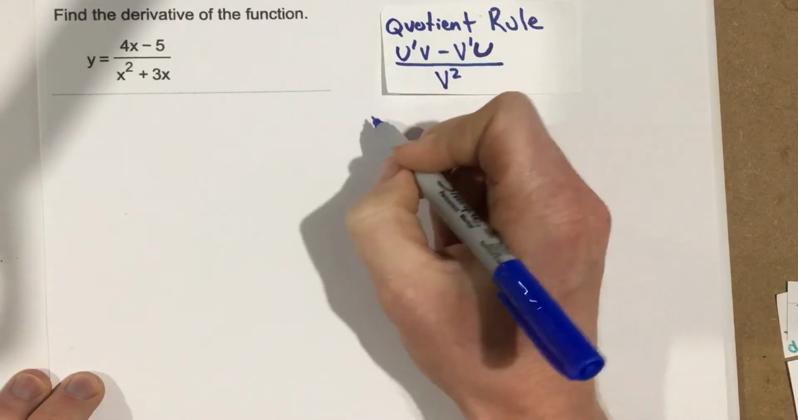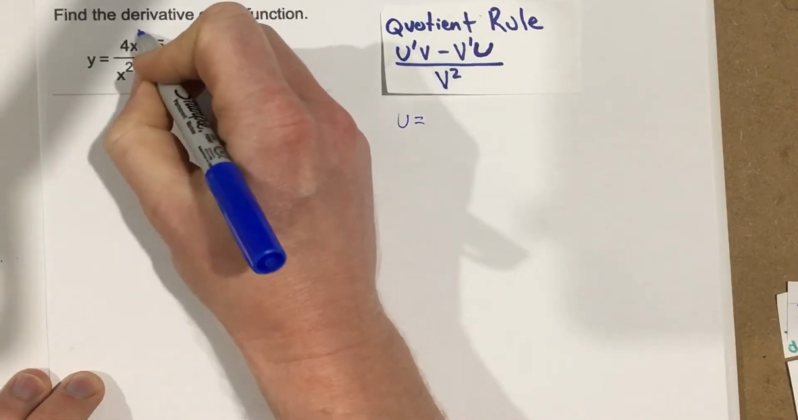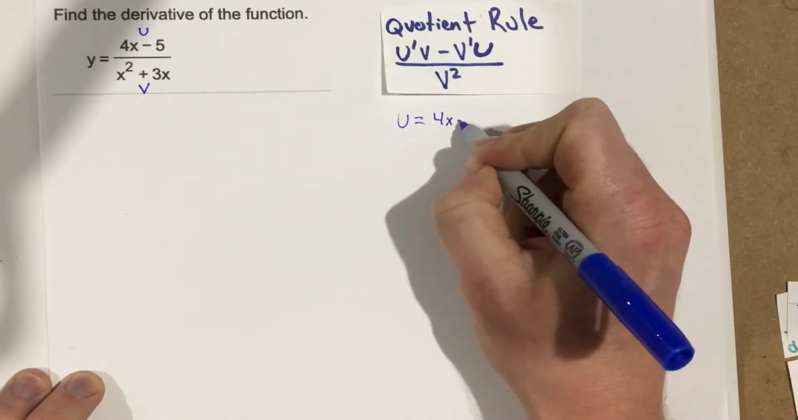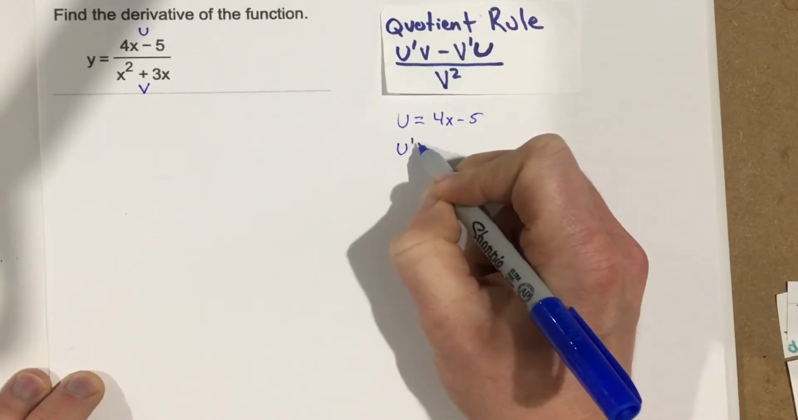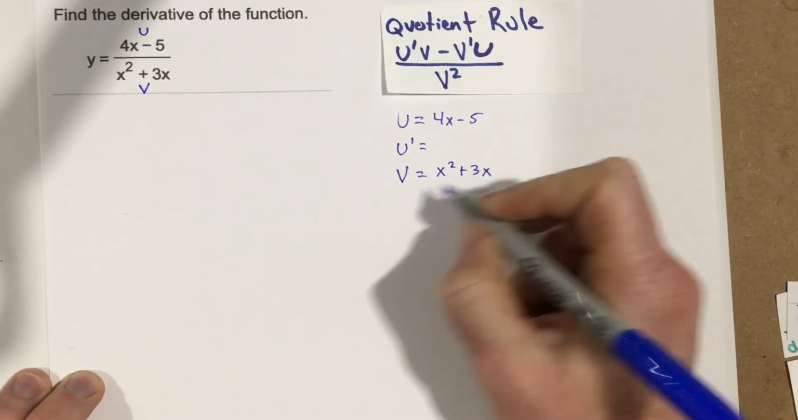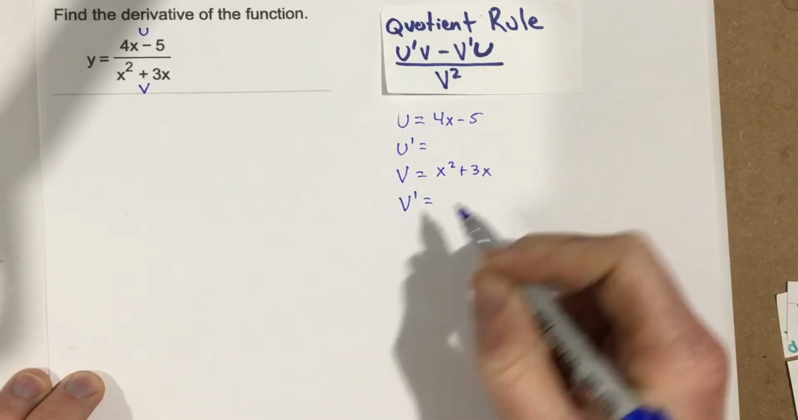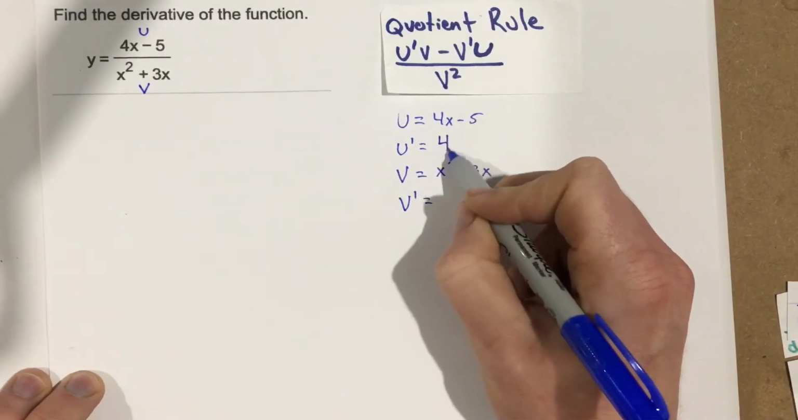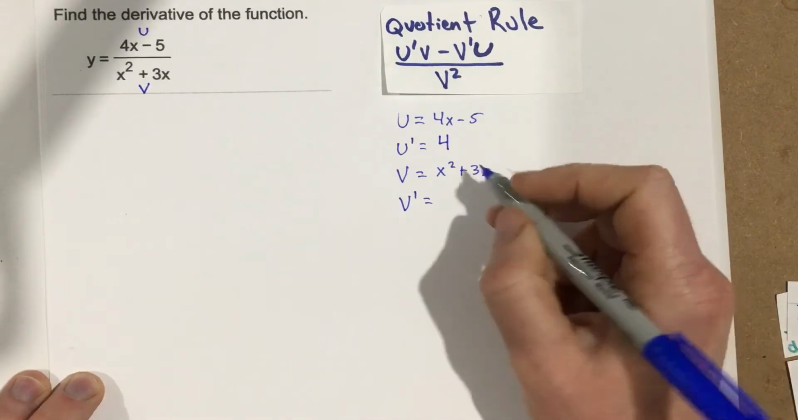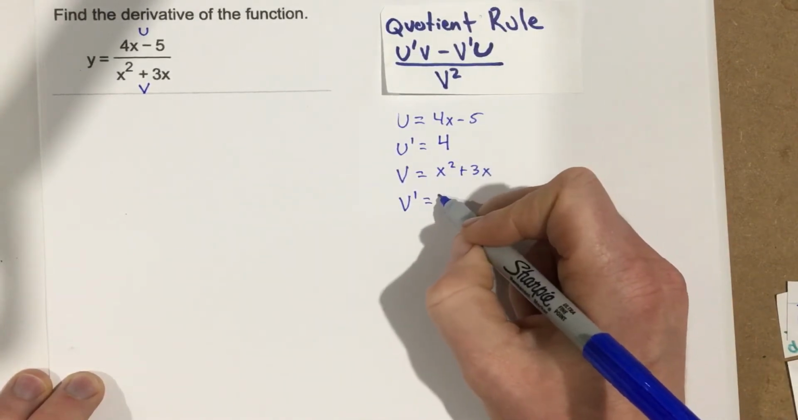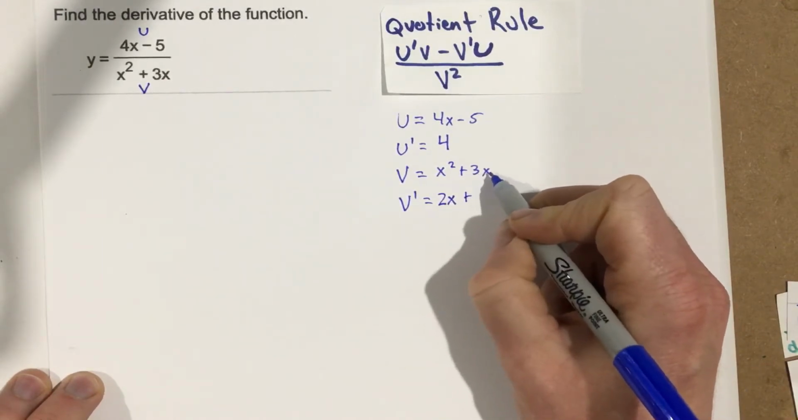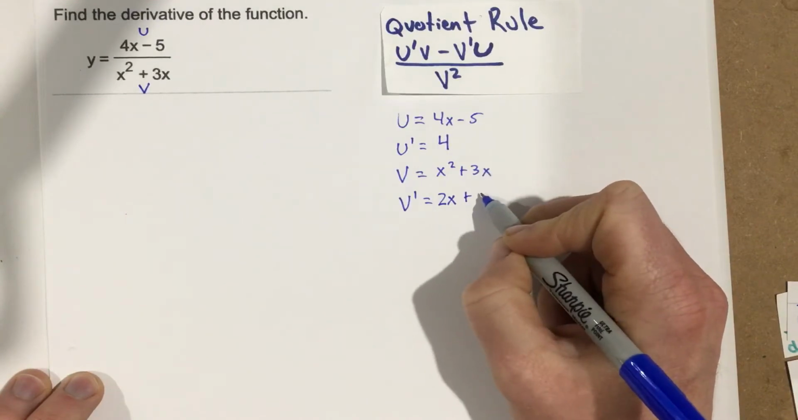I always start these problems out by saying u is the top function, v is the bottom function. So we're going to have u equals 4x minus 5, then u prime, v is x squared plus 3x, and then v prime. So I can do the derivative of the top, which is just 4, right? Because the power comes to the front, subtract 1, that goes away. Derivative of a constant, 0. I can do the derivative of the bottom, which is 2x to the first, I don't need to write it, plus 3, this will be x to the 0, which is just 3.